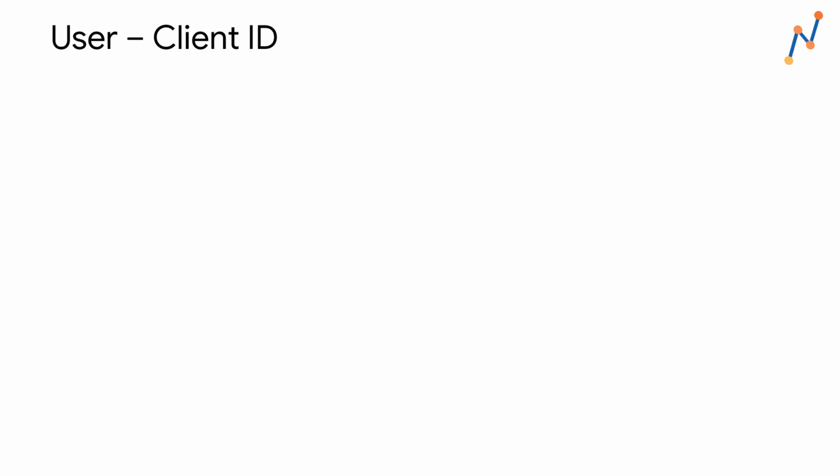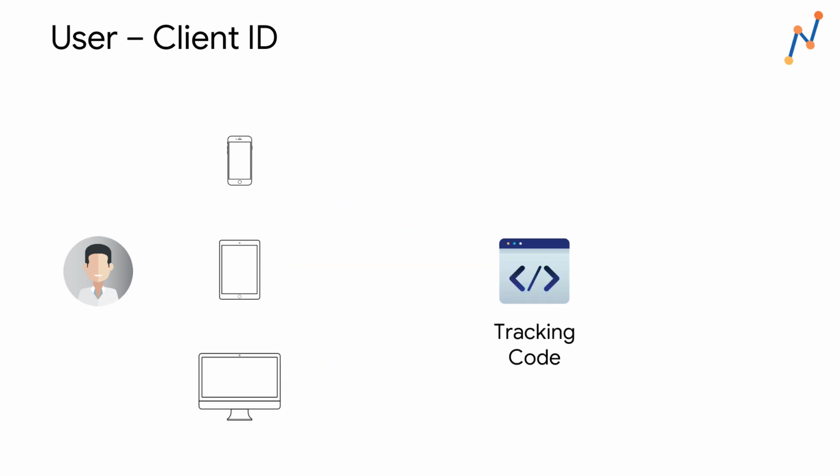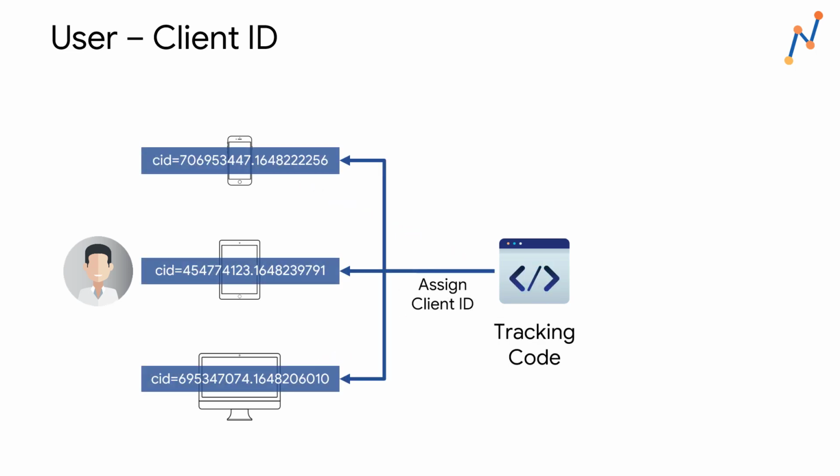Coming back to our example, let's assume that the user visits the website during his lunch break with a PC. After work, while sitting in the subway on his way home, he visits the website again with his smartphone. And later in the evening, he uses his tablet to access the site once more. So what happens each time the user visits the website is that the integrated tracking code will assign the so-called client ID to each browser instance on each device.